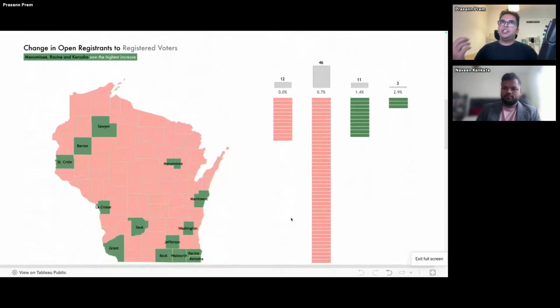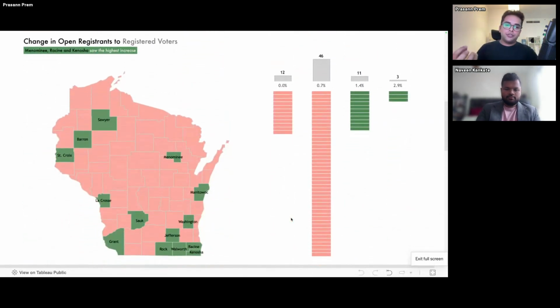So first, we are looking at the change in open registrants to registered voters ratio and how the change looks. Now here, it has only a few colors. We can see some of the greens, and there's salmon as well. There's no purple, so nobody is lying in the 25th to 75th range, almost near the median, right?